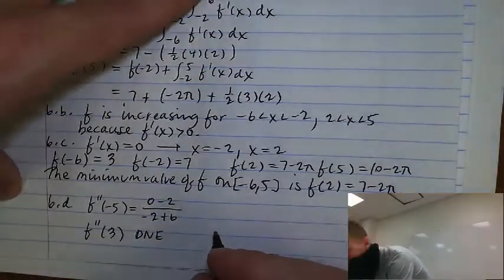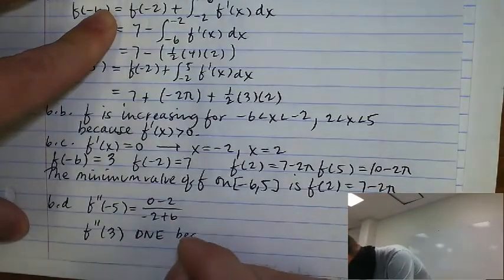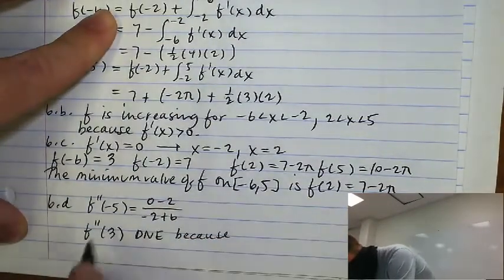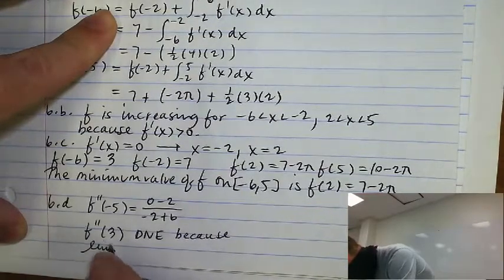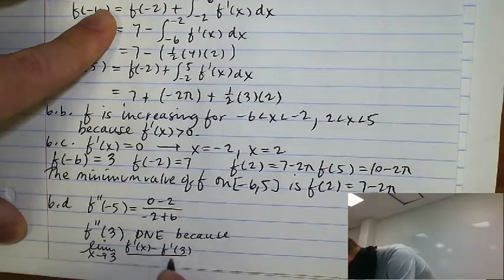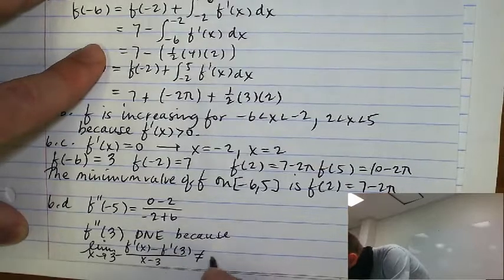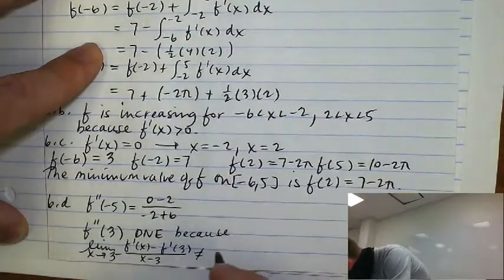Okay. And what is the slope, you're looking at the graph of f prime. So the issue here is the limit as x approaches 3 of f prime of x minus f prime of 3 over x minus 3. That doesn't exist because the limit from the left is not equal to the limit from the right.